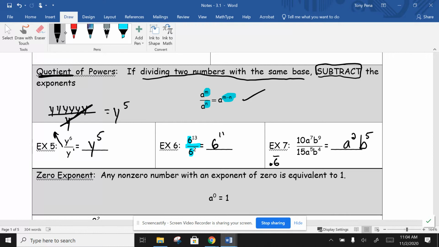We want to reduce this. So the 10 divided by the 15 we want to reduce. So we're just thinking of kind of what we did last chapter. What's our greatest common factor between a 10 and a 15? That would have to be 5. So each of them gets divided by 5.